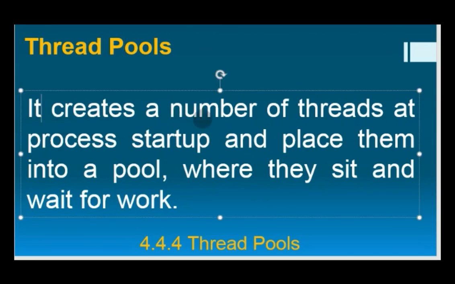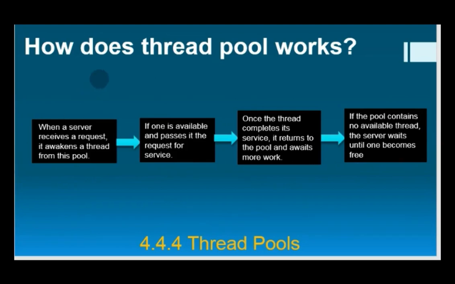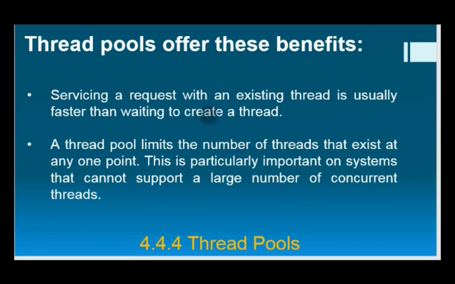What is a thread pool? A thread pool creates a number of threads at process startup and places them into a pool where they sit and wait for work. How does a thread pool work? When a server receives a request, it awakens a thread from this pool, if one is available, and passes it the request for service. Once the thread completes its service, it returns to the pool and awaits more work. If the pool contains no available thread, the server waits until one becomes free.